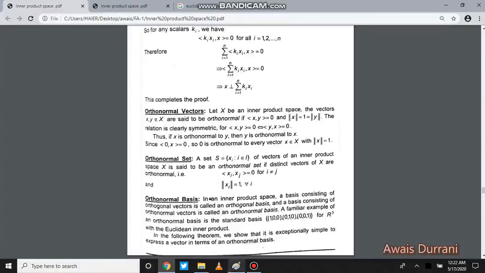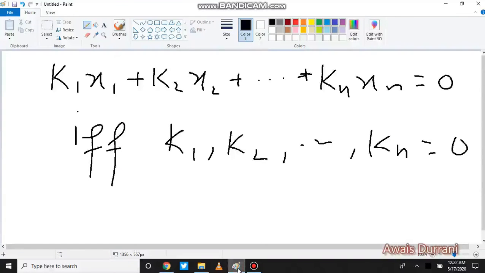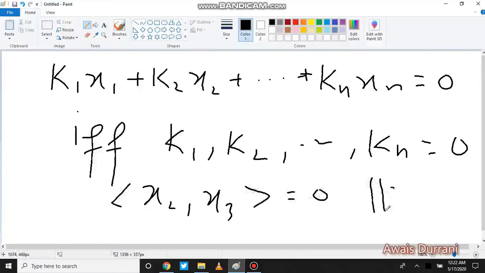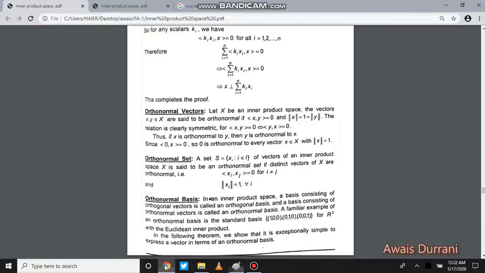So for example, if I have x1, x2 up to xn elements over here, and I take two random elements, for example x2 and x3, then remember that if they belong to an orthonormal set, this means that their inner product must be equal to 0. Also norm of x2 will be equal to 1 and norm of x3 will also be equal to 1. So this is how we define the orthonormal set.